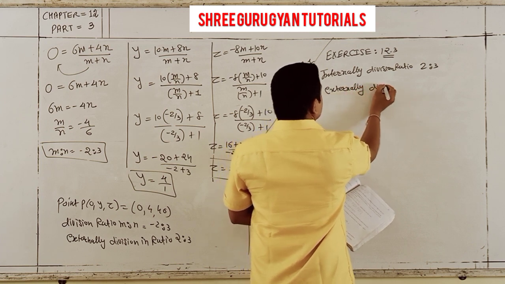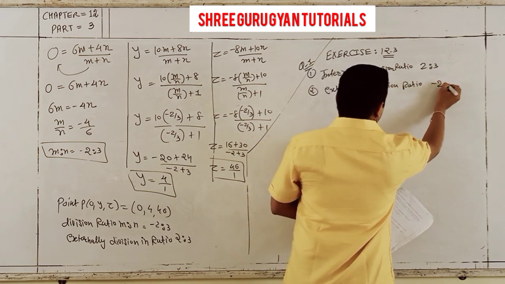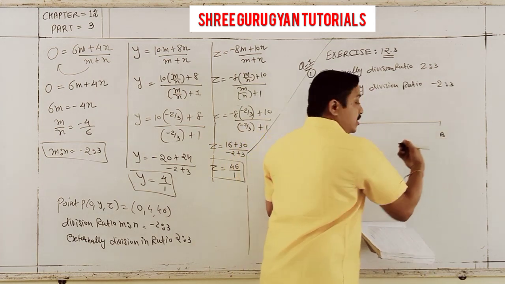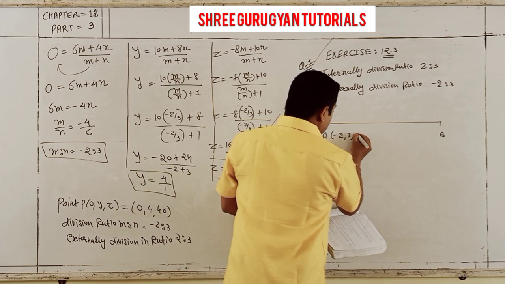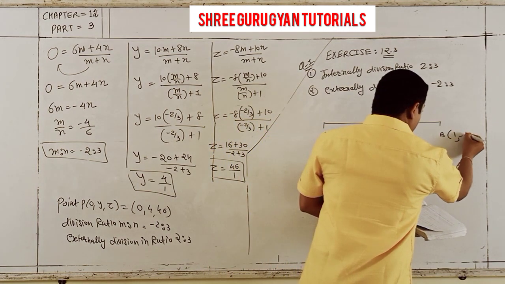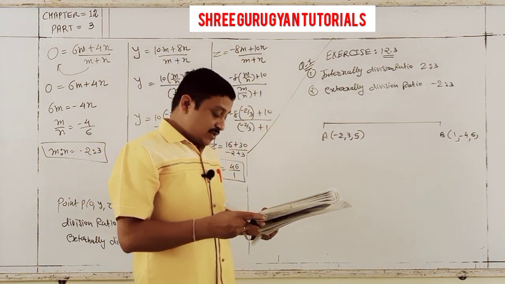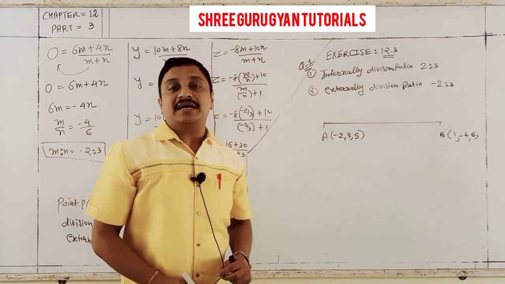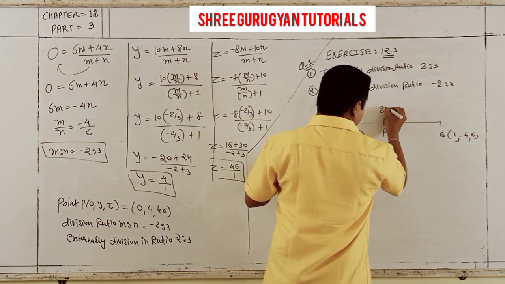For external division ratio, I take minus 2 ratio 3 and the segment given is A to B. First, A I have minus 2, 3, 5 and B 1, minus 4, 6. Again, minus 2, 3, 5 and 1, minus 4 and 6. Externally and internally, one by one they are asking the division points. First I take, students, internally 2 ratio 3.